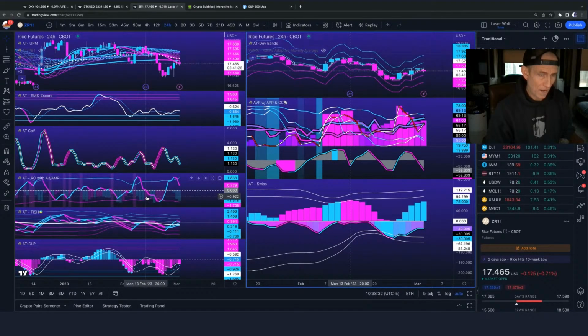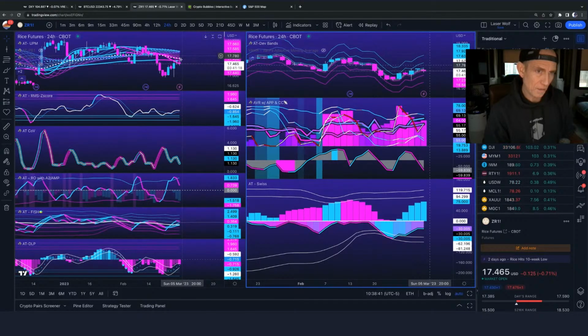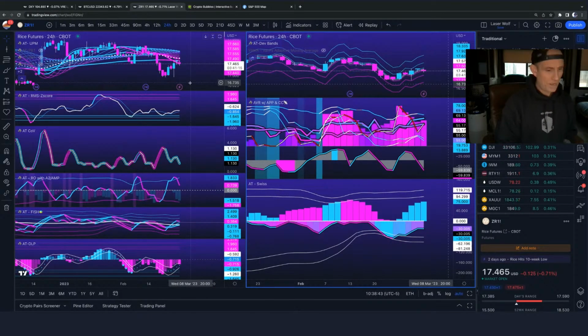Rice is setting up some nasty hidden bear right below the 99, right below the wave trend. Here it is. It checked up on the wave trend. It's back in the power mean band. My God, Rice futures could dump out.